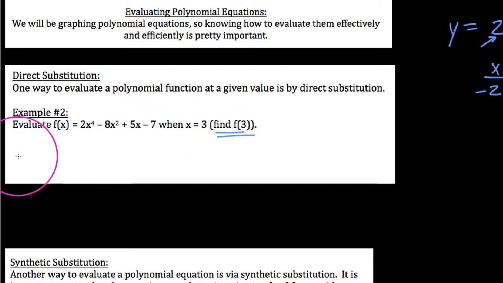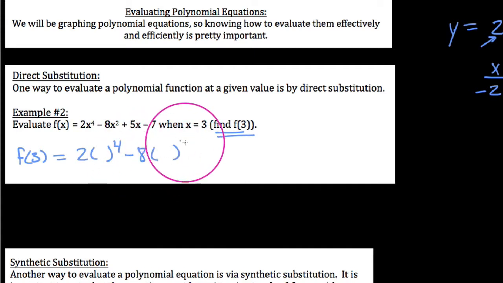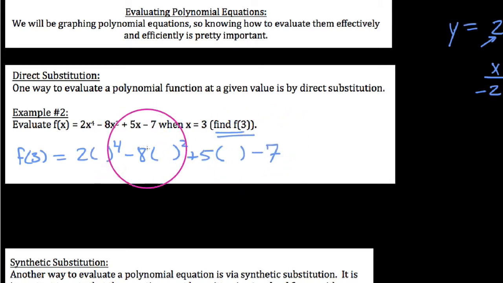So when we talk about direct substitution, what we mean to do is this. We say everywhere I see an x, and this is really important, that we take our time on these. We need to take it out, and we're going to directly substitute. That's why it gets its name, direct substitution. We're going to put a 3 in wherever we saw an x.